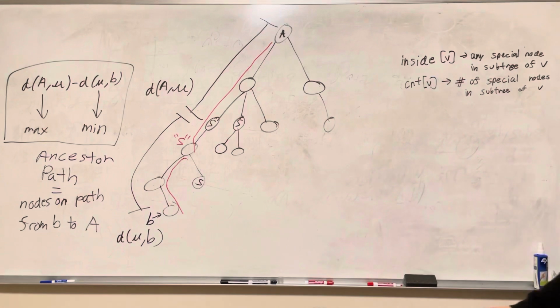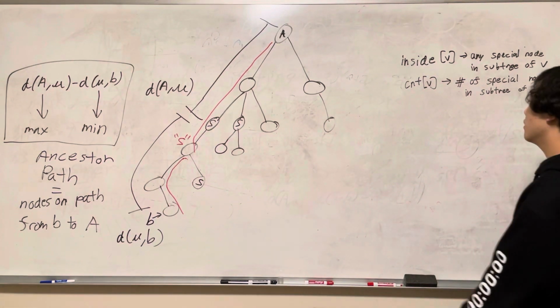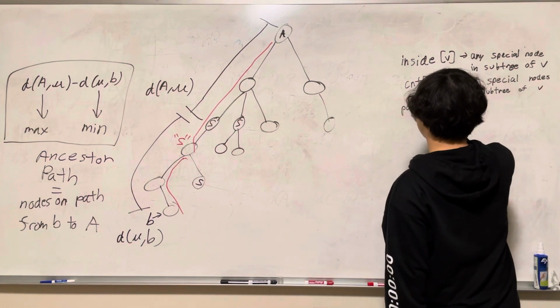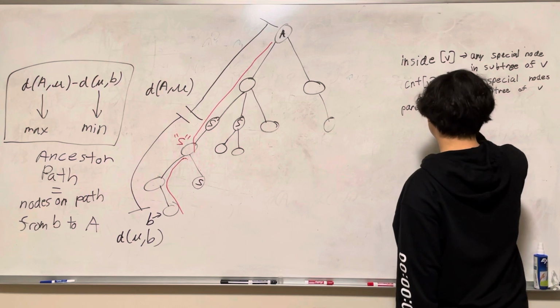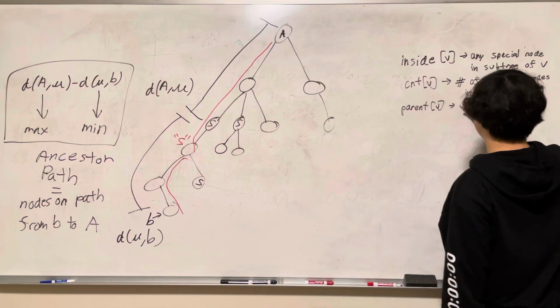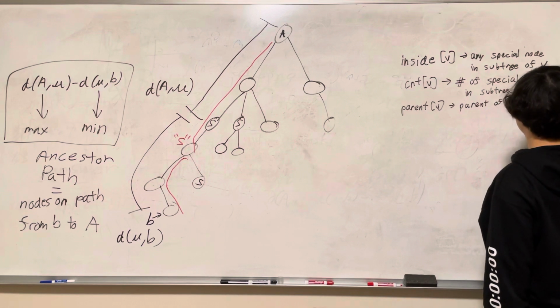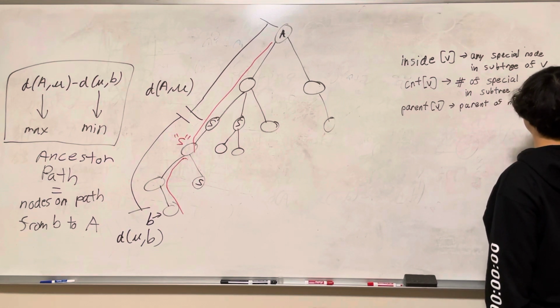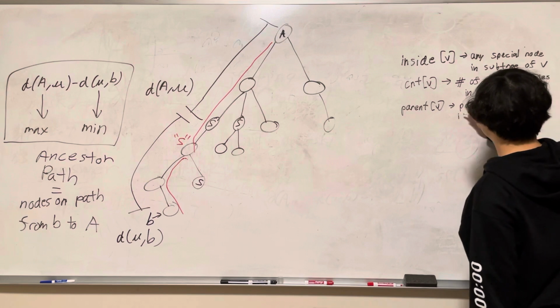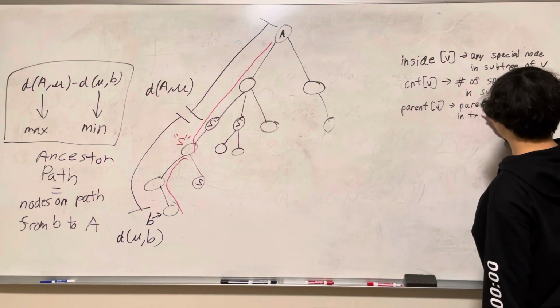And then the last thing we need to keep track of is parent of V, which is just the parent of node V in this tree.